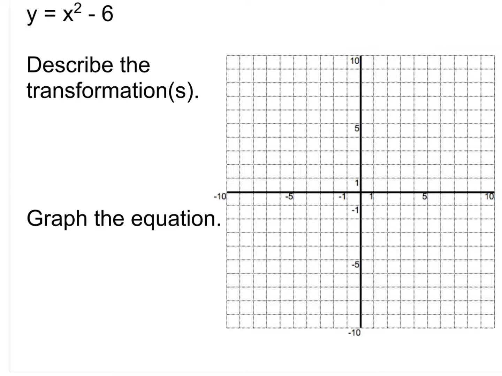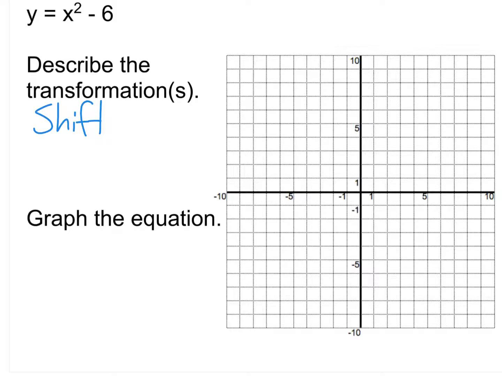Now let's apply it to this equation, y equals x squared minus 6. So again, above your next graphing grid, please write the equation, y equals x squared minus 6. And then write out the transformation as well, because I think you got that part down by now. All right, so let's check on the transformation here. The minus 6. What is the minus 6 doing to our graph?